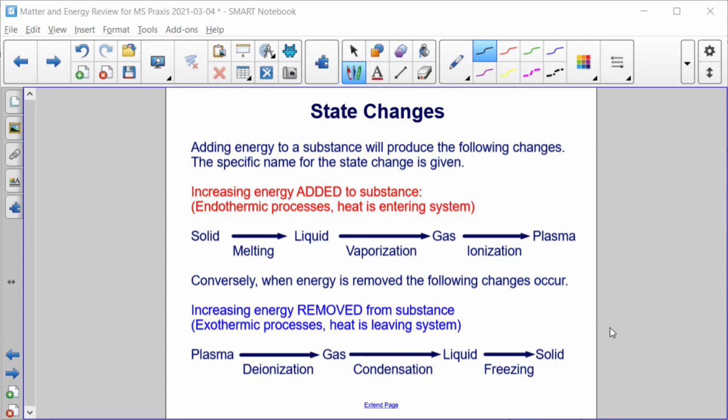ionization. Conversely, when energy is removed, the following changes occur. When energy is removed from the substance, it is an exothermic process, where heat is leaving the system. To go from plasma to gas is deionization, gas to liquid is condensation, and liquid to solid is freezing. So in this direction, it is endothermic, heat is entering the system. If I reverse it, as you see here, heat is leaving the system, exothermic.